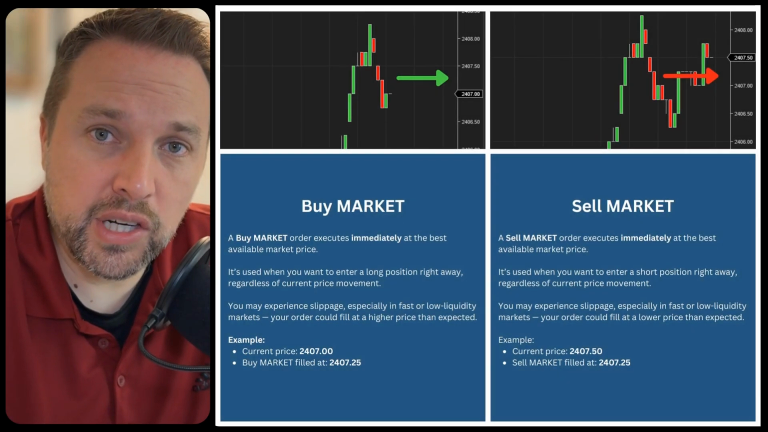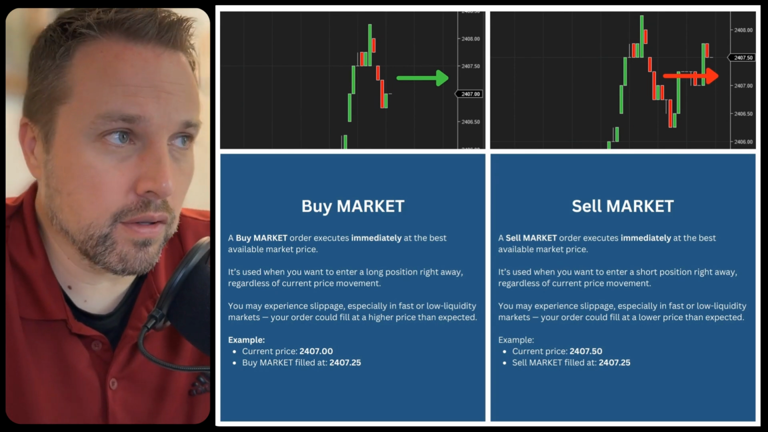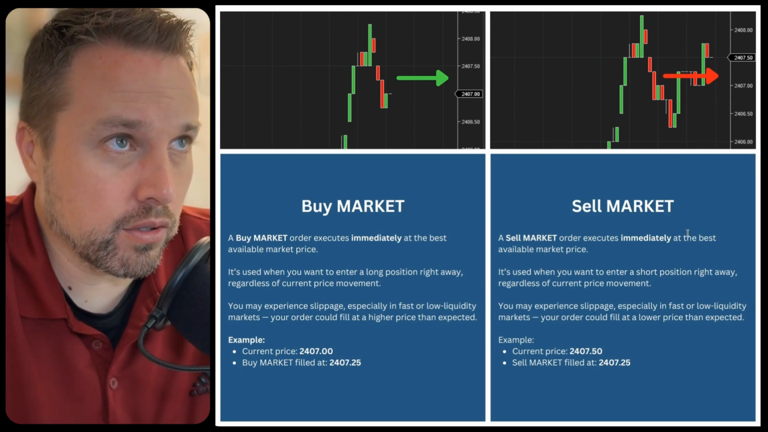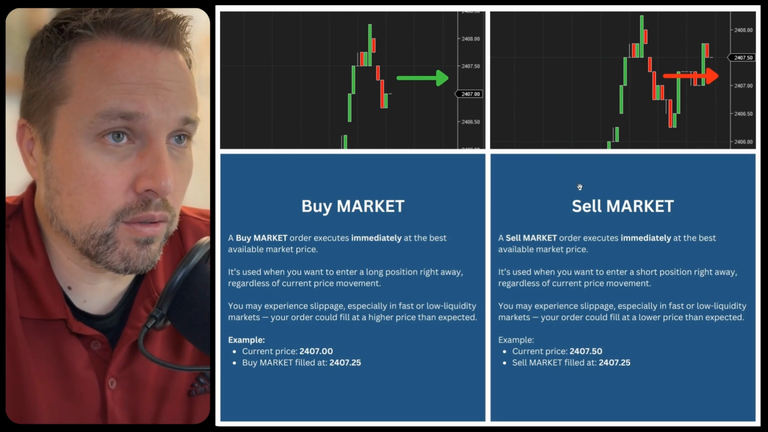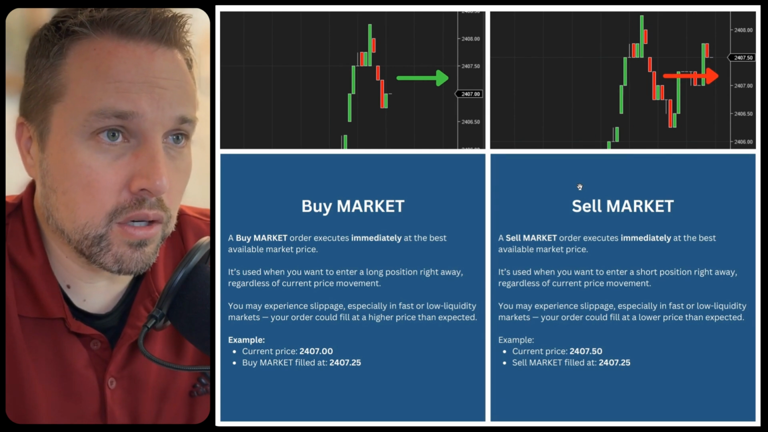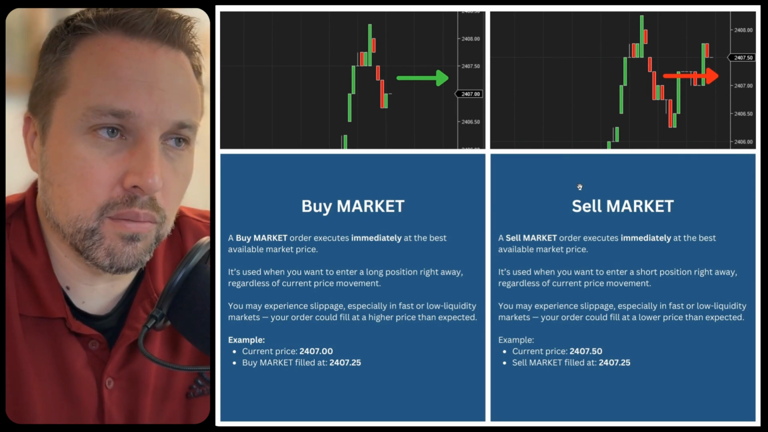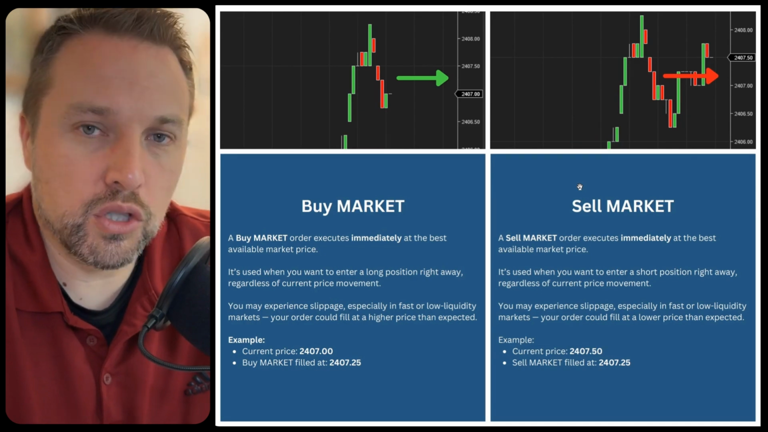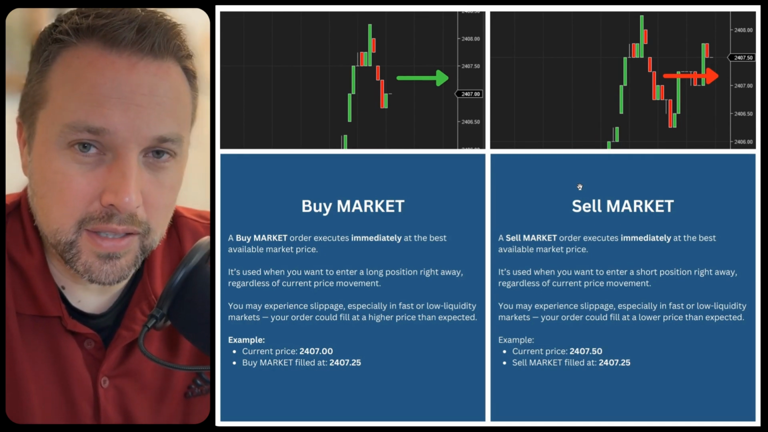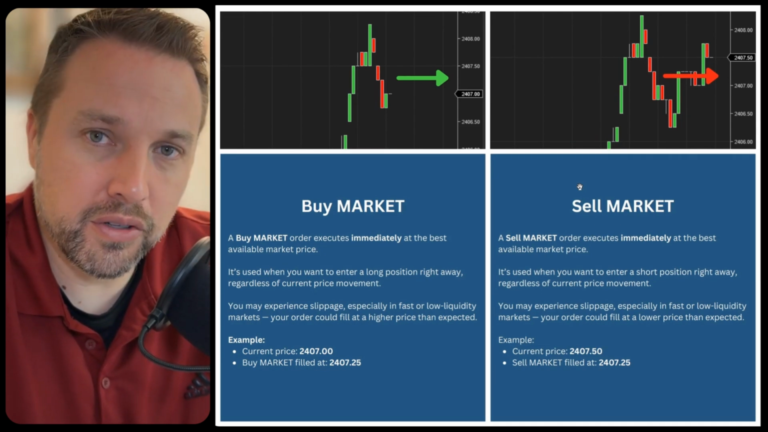Okay, I've got a document here that describes the different order types, so let's take a look. First, we'll talk about market orders. You'll see on the left I have a buy market, and on the right I have a sell market. What a market order does is it executes immediately at the best price available in the market. So this is to be used when you just want to get in the market. You don't really care exactly what price you get filled at. You enter a market order.